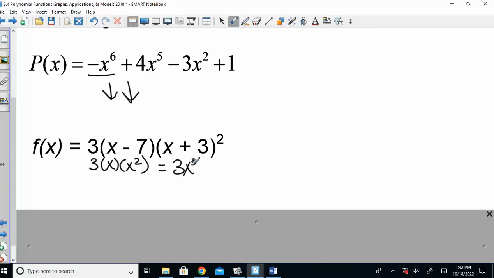So, what's my end behavior? Down, up, because it's a normal cube. We don't have a negative in front, so always go left to right. Does everyone understand how I got that one?